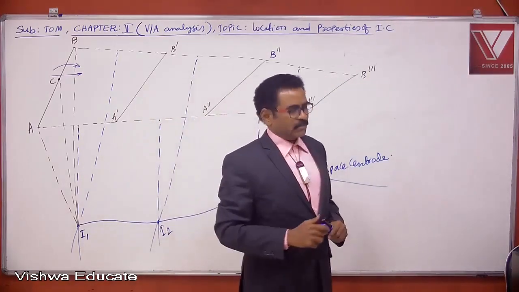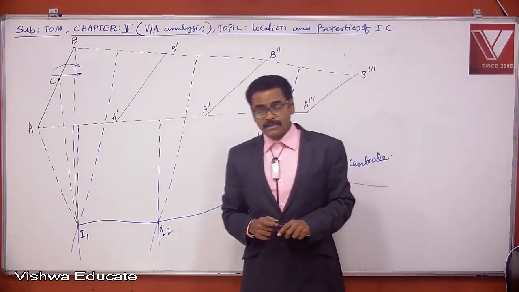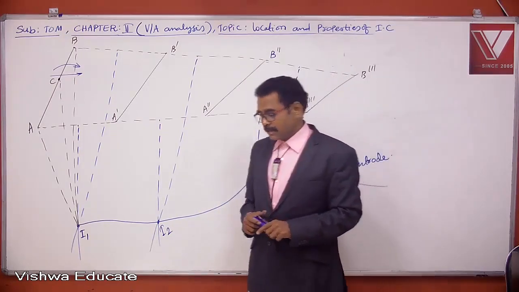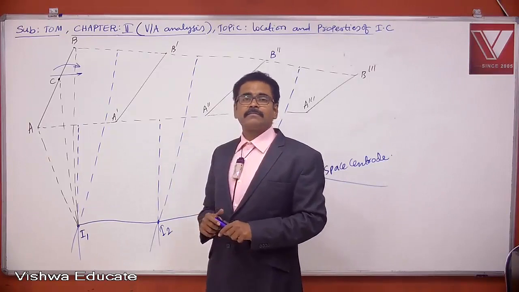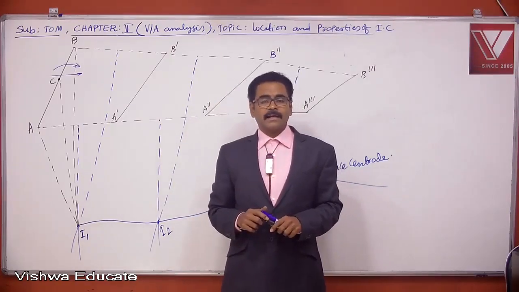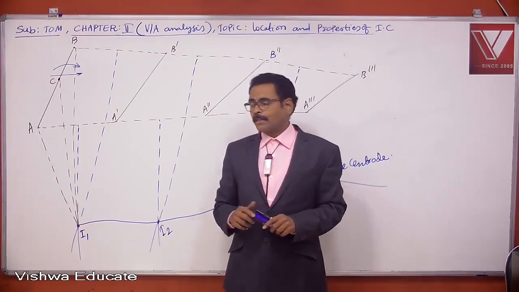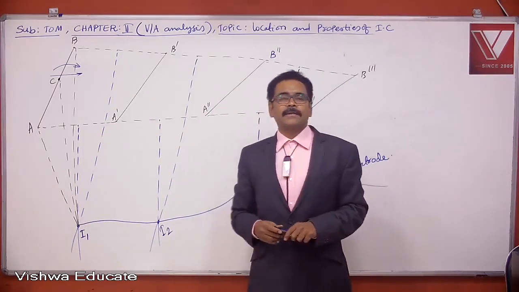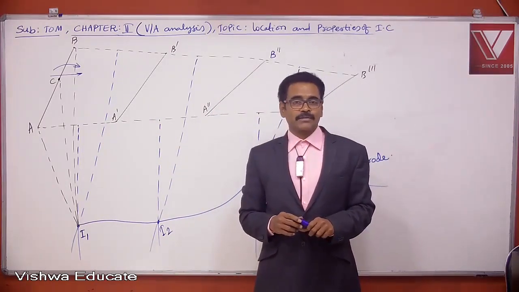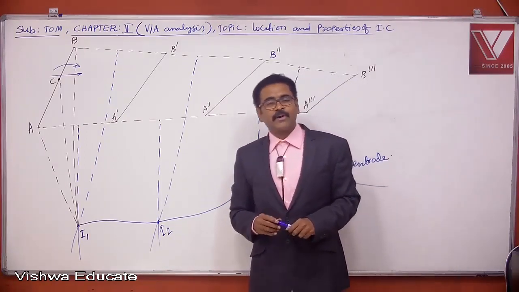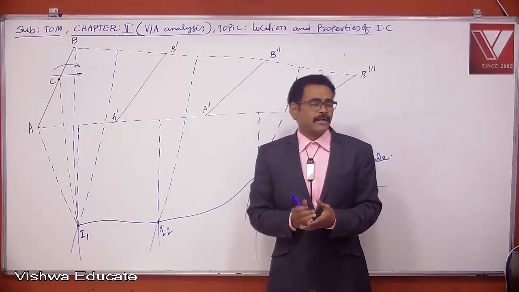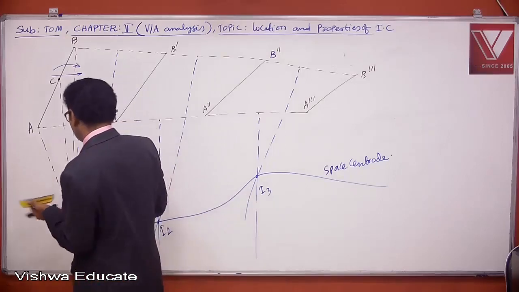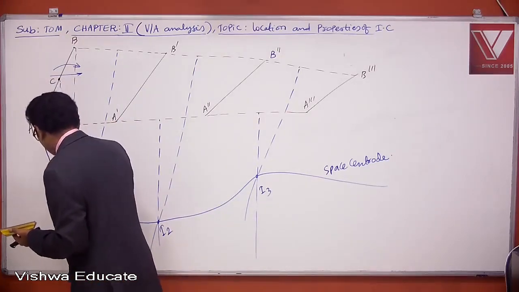It is the path traced by the instantaneous center which is attached to the body in a cycle of operation. So what I do is, I join the first instantaneous center to the link like this, right?